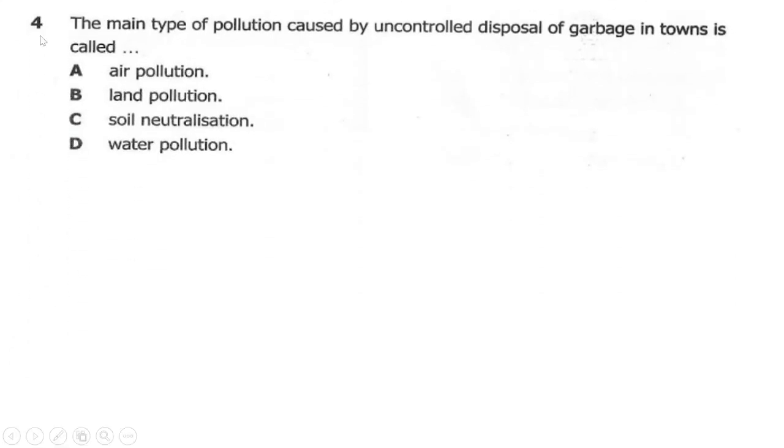So we go to 4. The main type of pollution caused by uncontrolled disposal of garbage in towns is called, so A, air pollution, no. Land pollution, yes. So uncontrolled disposal of garbage in towns causes the type of pollution called land pollution. So the answer is B.